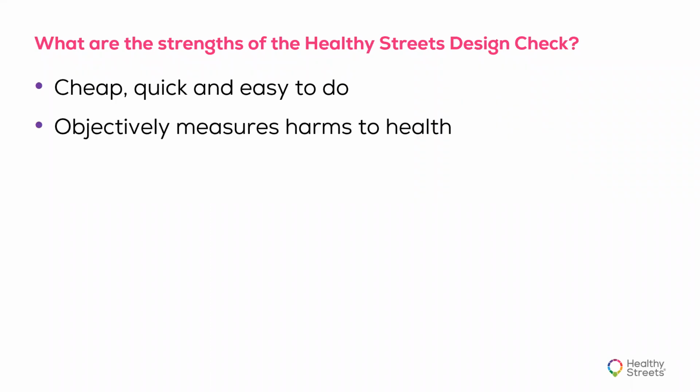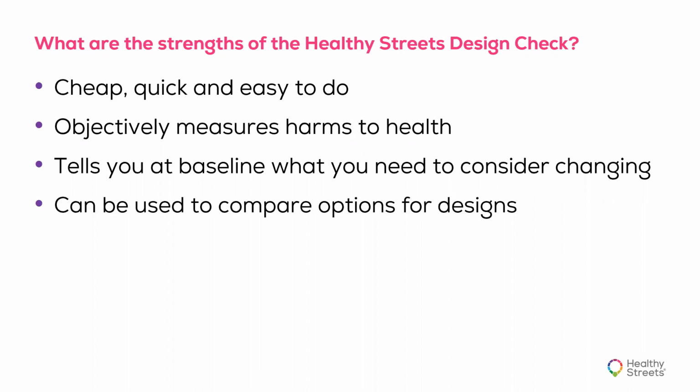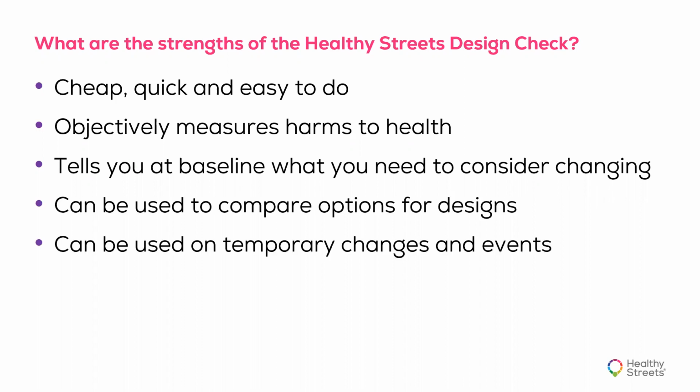This is a rare example of a tool that's able to objectively measure harms to health. It's very difficult to attribute street design to health outcomes because so many other things influence health outcomes, but this is the best tool that we have available for showing that link between street design and layout and human health. The tool tells you at baseline what you need to consider changing. It's not a tool that you apply retrospectively to identify opportunities for next time. You can know before you get going what it is that you need to be doing differently. And you can use it to compare different options for designs.